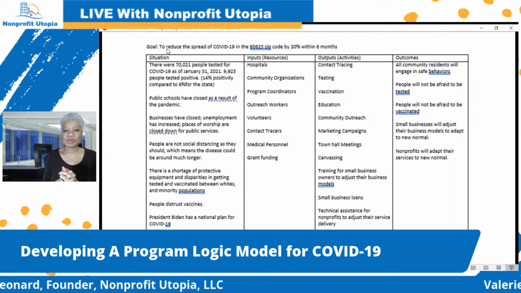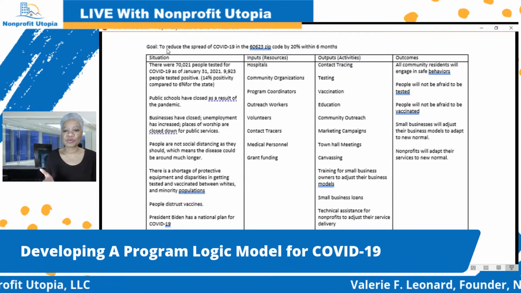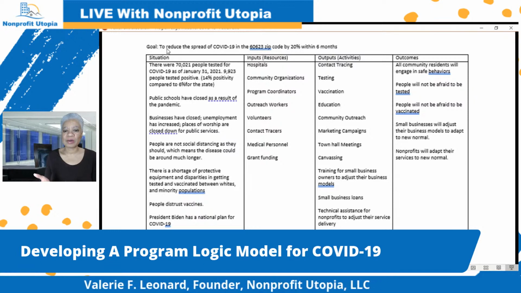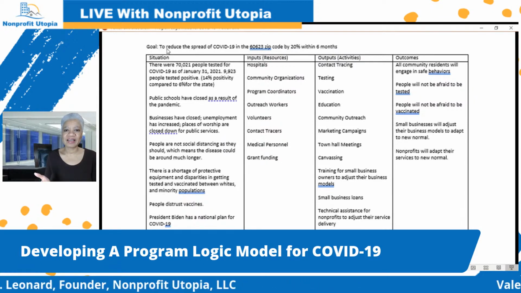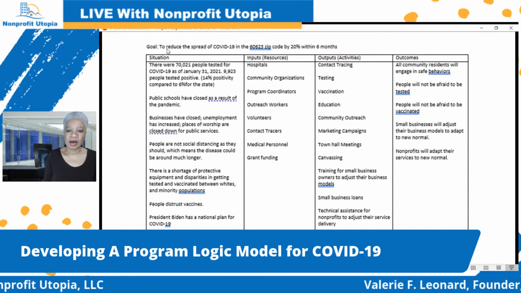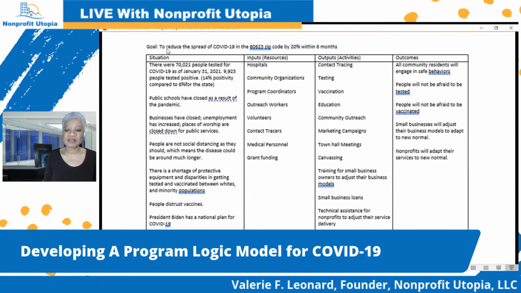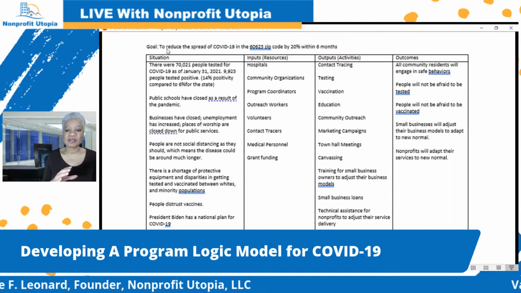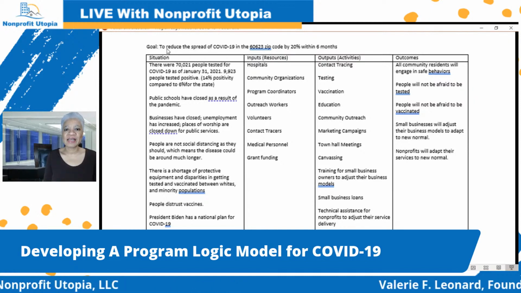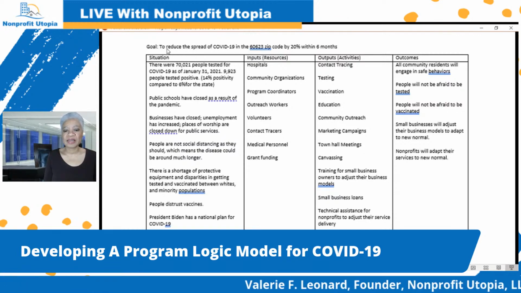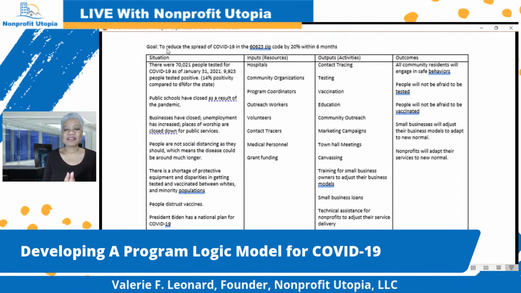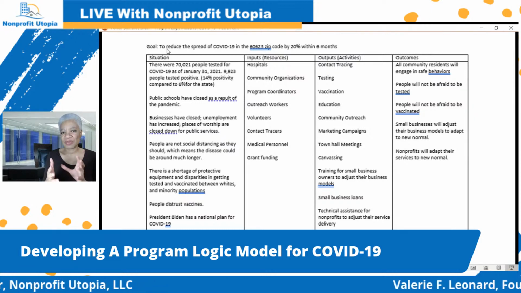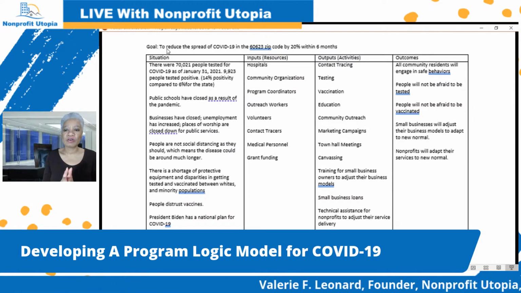When we look at the activities we're engaged in, we're going to be engaged in contact tracing, testing, vaccination, education, community outreach, marketing programs, town hall meetings, canvassing, going door to door, training for small businesses and training for nonprofits to make sure that they can adjust their ways of providing goods and services and programs, provide small business loans to nonprofits as well as for-profit businesses, provide technical assistance to share with people ways that they can make their pivot, make adjustments in their business so that they can survive COVID-19.